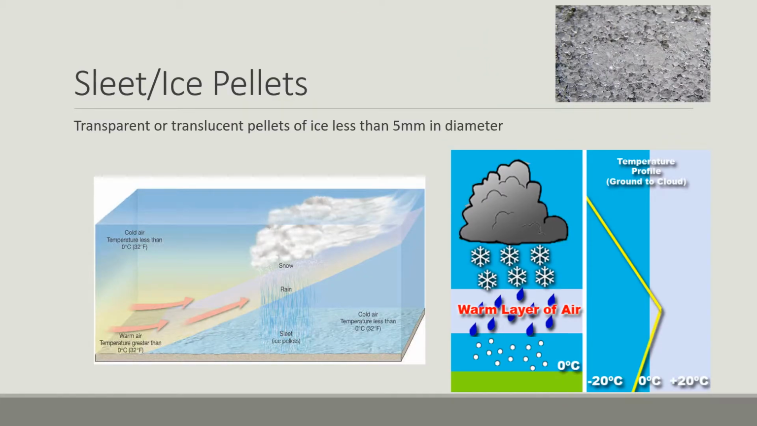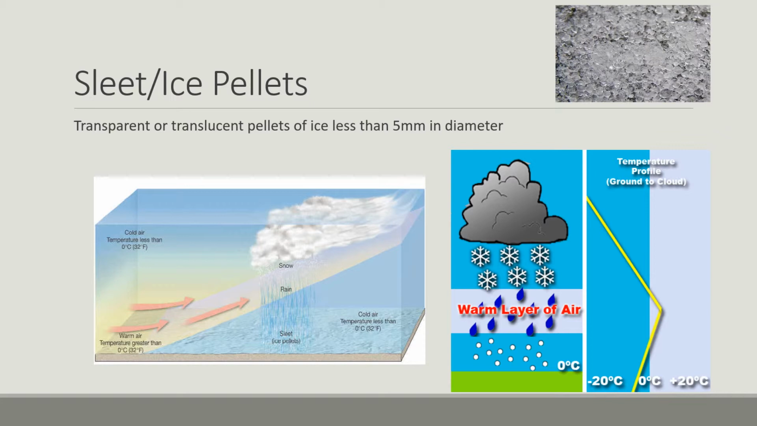Sleet or ice pellets are transparent or translucent pellets of ice. They tend to be fairly small, less than 5 millimeters in diameter. Now, this is very different than hail, and we're going to talk about hail here in a second, but A, it's going to be much smaller, and B, it's going to be much clearer because it freezes much faster, and so it ends up being much clearer than we typically see.